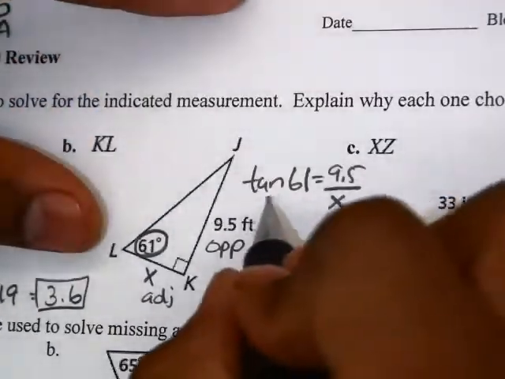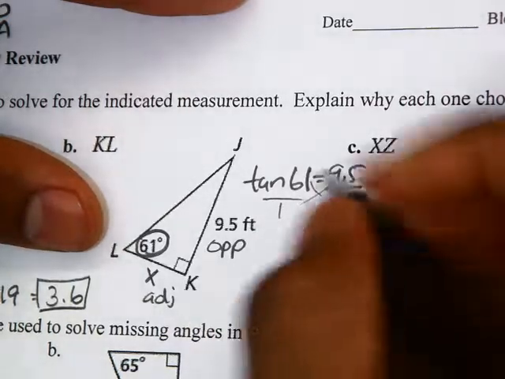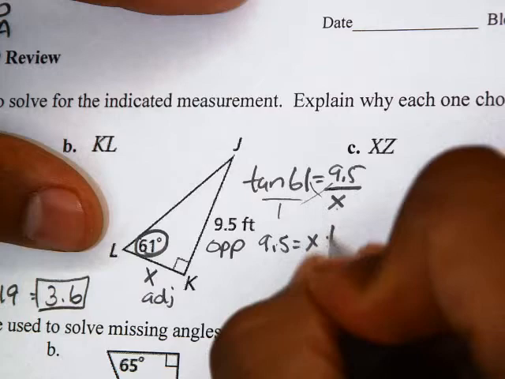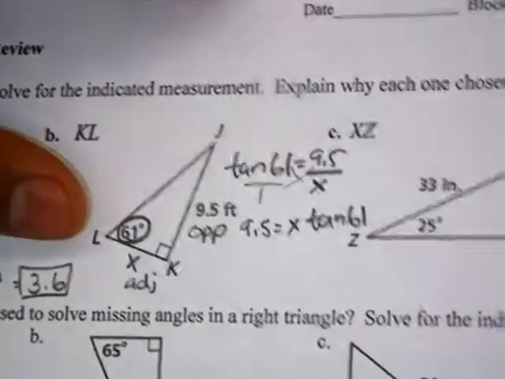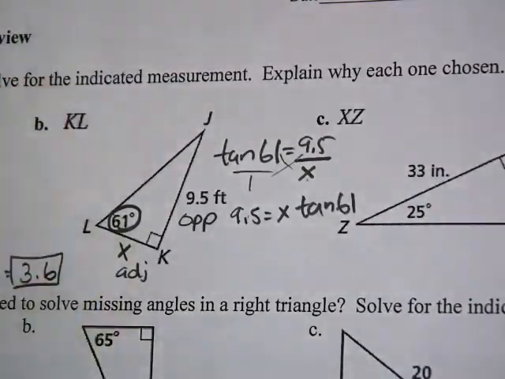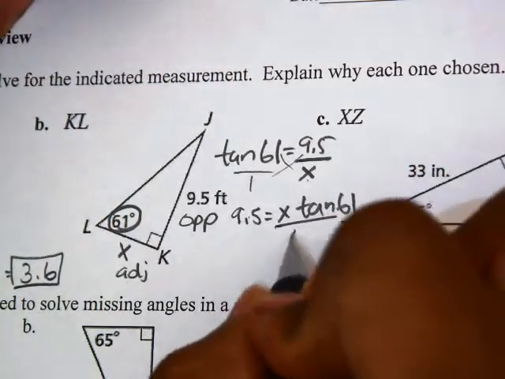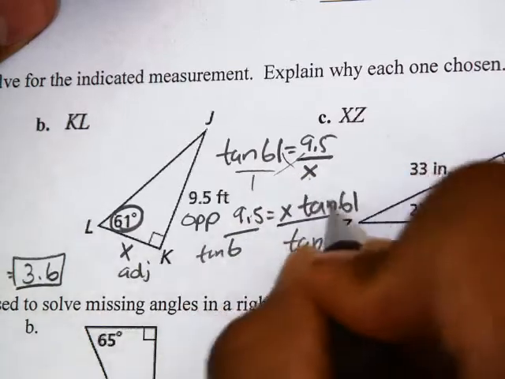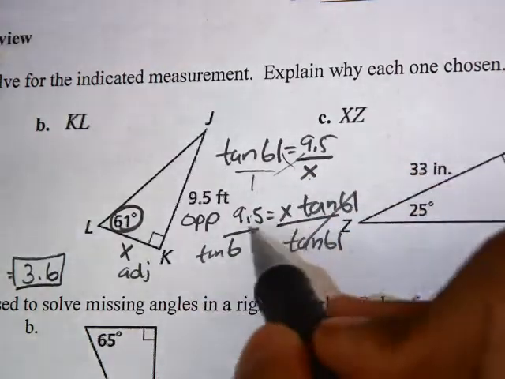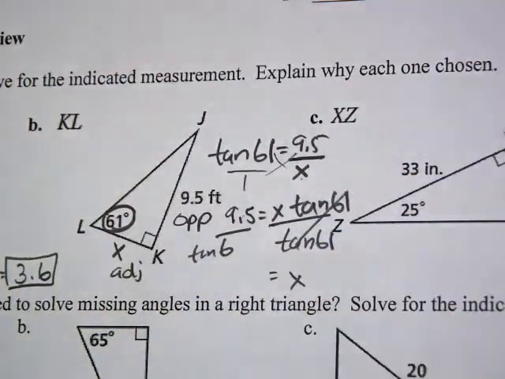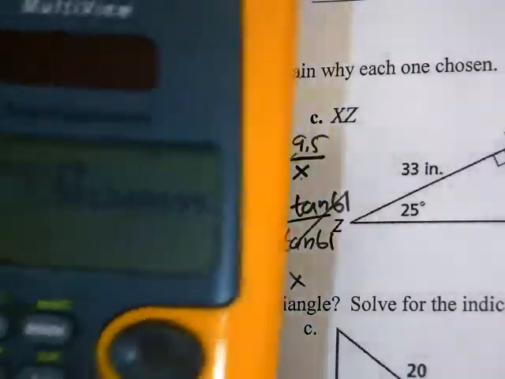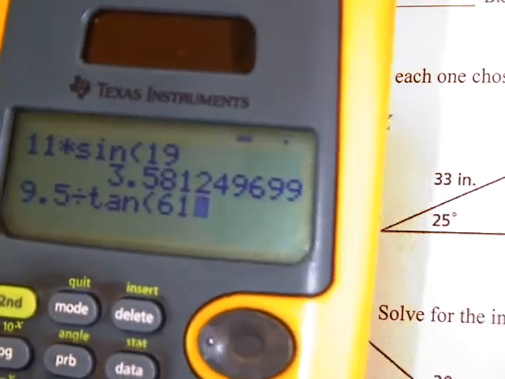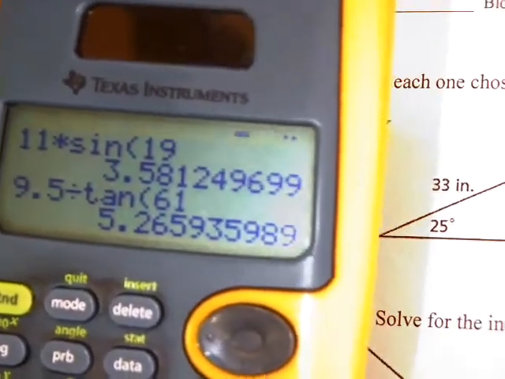I cross multiply to solve this. 1 times 9.5 is 9.5. X times tangent 61. Now I can't type this on the calculator yet because I don't have x by itself. To get x by itself, I need to divide both sides by tangent 61. So x equals 9.5 divided by tangent 61. 9.5 divided by tangent 61. That's 5.3.